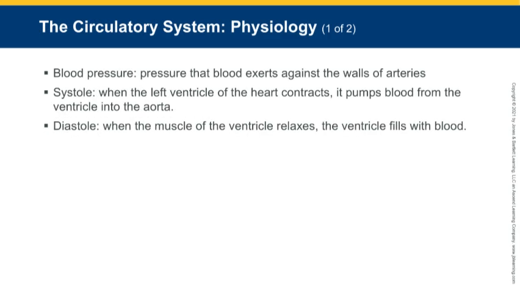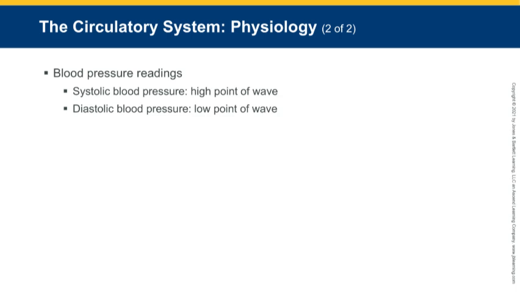Blood pressure is the pressure that blood exerts against the walls of arteries. Systole occurs when the left ventricle contracts, pumping blood into the aorta, while diastole occurs when the ventricle relaxes and fills with blood. Blood pressure readings include systolic blood pressure, the high point of the wave, and diastolic blood pressure, the low point of the wave.